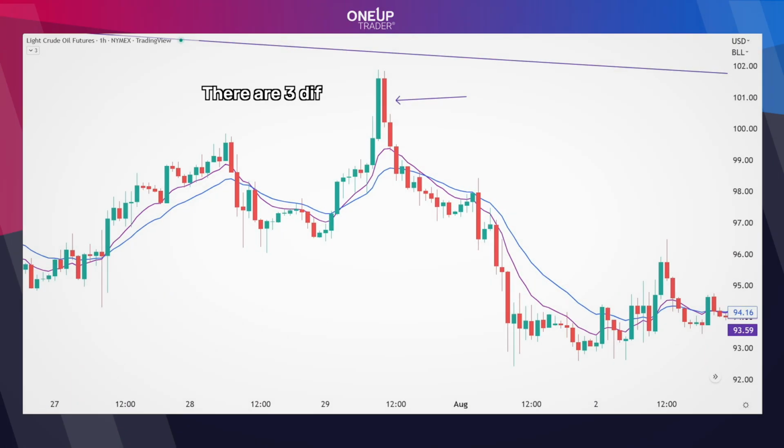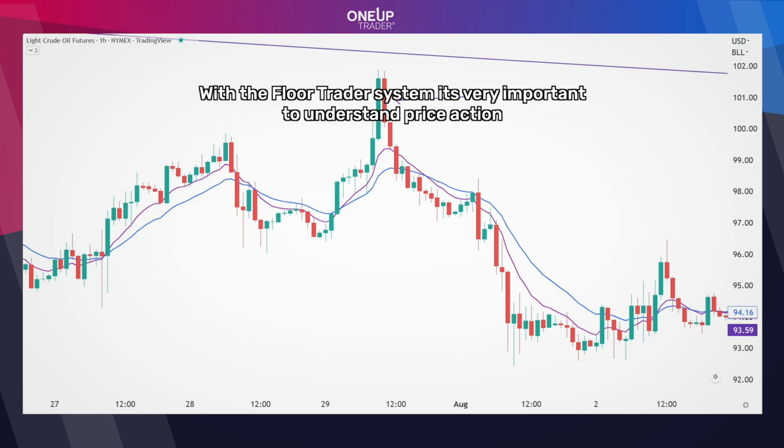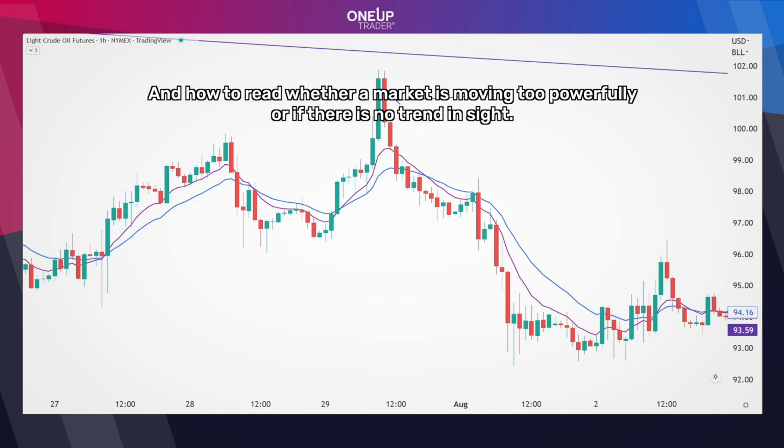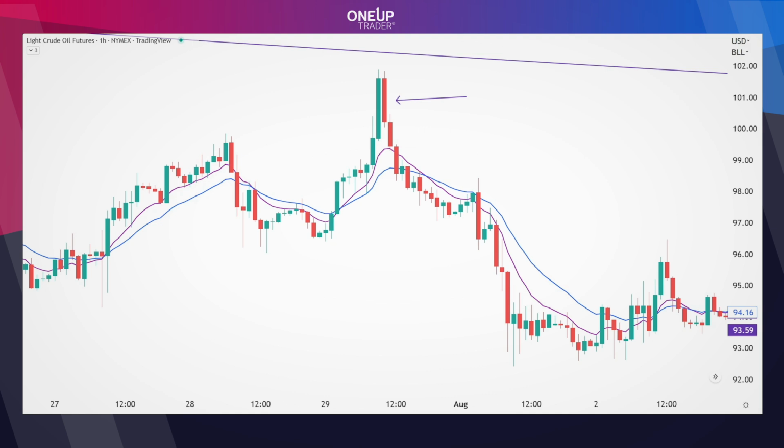There are 3 different ways that we can enter into the market. With the floor trader system, it's very important to understand price action and how to read whether a market is moving too powerfully or if there is an actual trend in sight. For example, you'll see many times where the price actually moves aggressively in a certain direction with a big candle that represents a pole formation just like this.